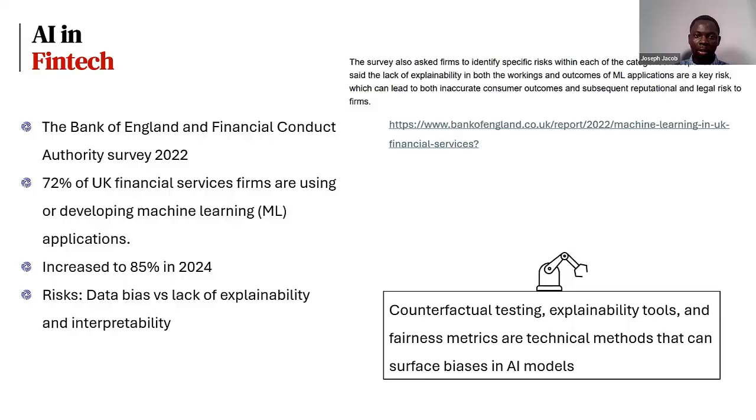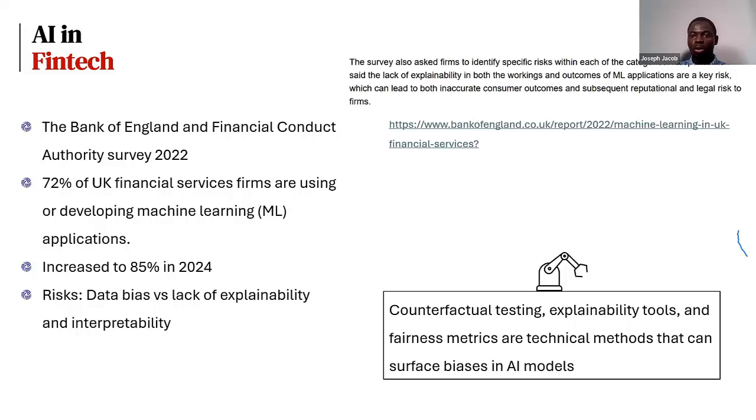AI in fintech. So there was a survey. Actually, surveys are usually taken regularly, every 2 or 3 years, by the Bank of England and the Financial Conduct Authority to understand how the fintech services in the UK actually make use of AI in their processes.